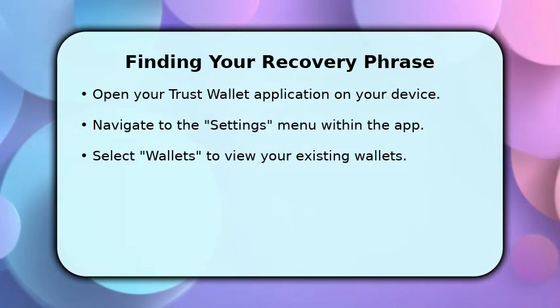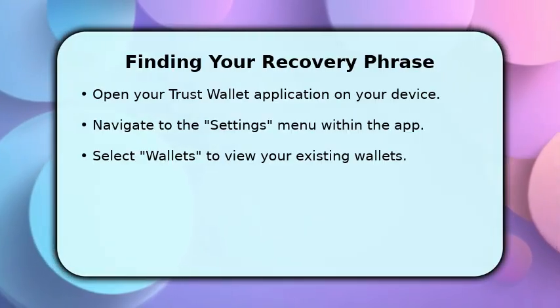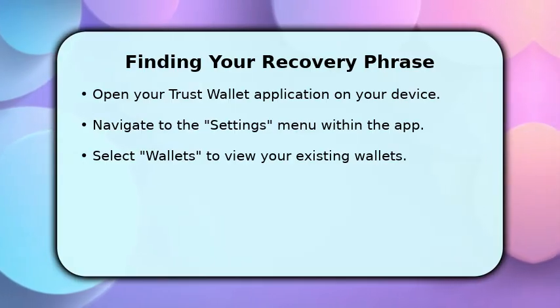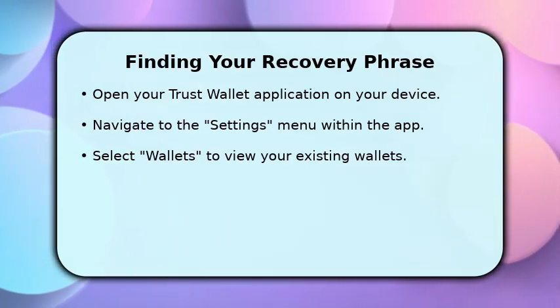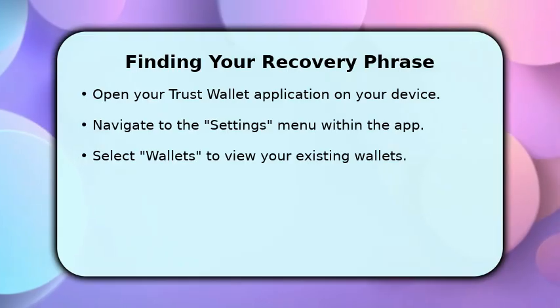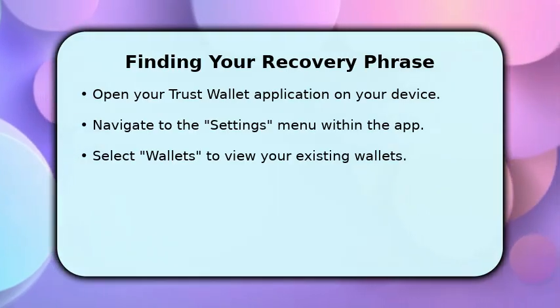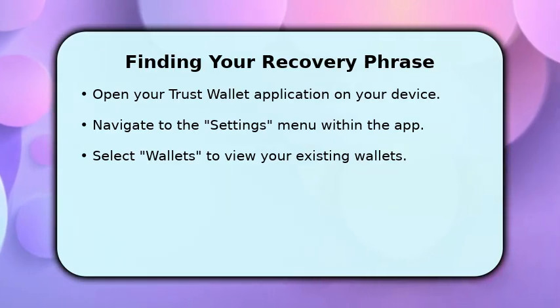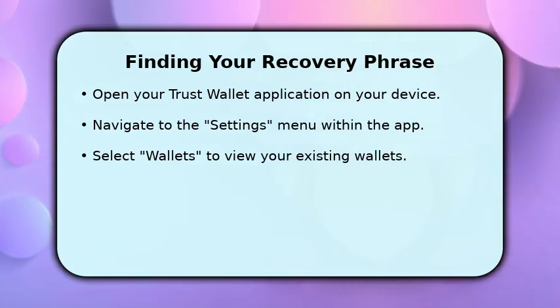To begin, open your Trust Wallet application on your mobile device. Once the app is open, locate and tap on the settings icon, usually found in the bottom right corner. From the settings menu, you will see an option labeled Wallets. Tap on this to proceed. Here, you will see a list of all the wallets you have created or imported. Select the particular wallet for which you wish to retrieve the recovery phrase.